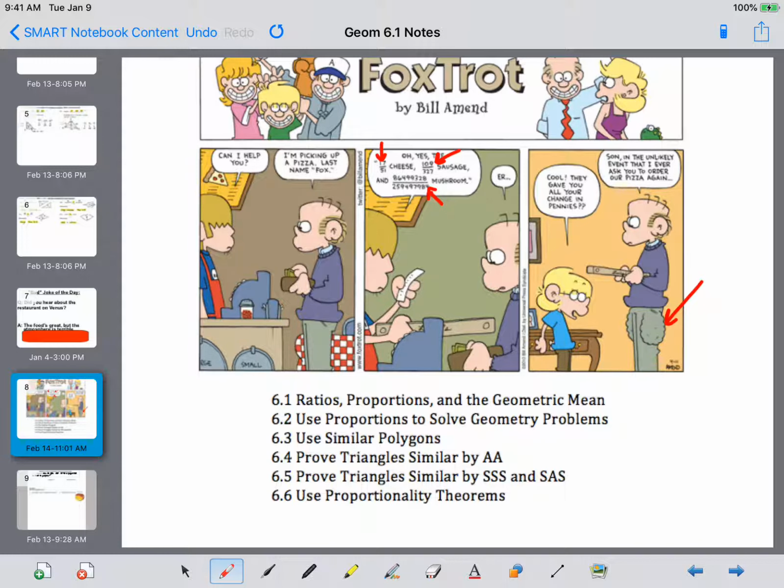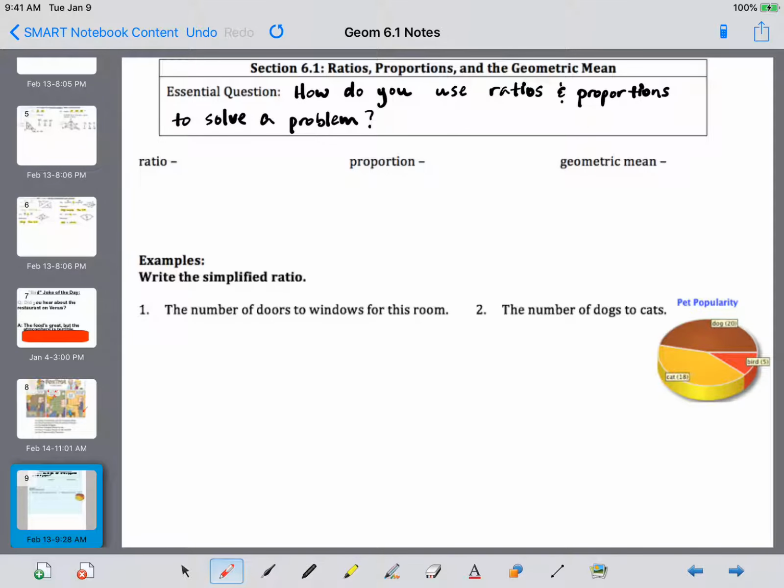So yeah, we're going to be dealing with some fractions here in the first section. So go ahead and pause the video, jot down this essential question, and then we've got a few vocab words here to look at. So we're going to figure out how do you use ratios and proportions to solve a problem. A ratio is just a comparison of two numbers.